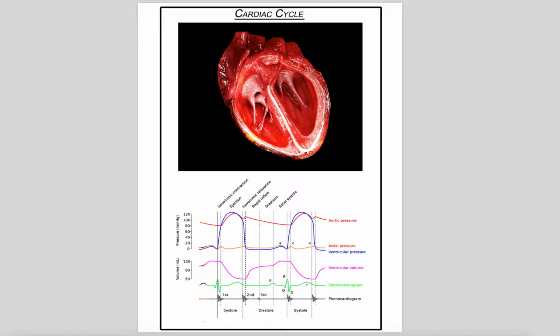Okay, in this video I'm going to talk about the cardiac cycle and the three phases and the highlights of each of these phases. So the cardiac cycle is basically all of the events that are occurring within the heart during one heartbeat, and this includes changes in pressure and volume of blood.